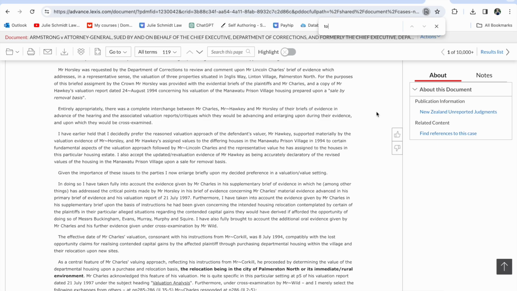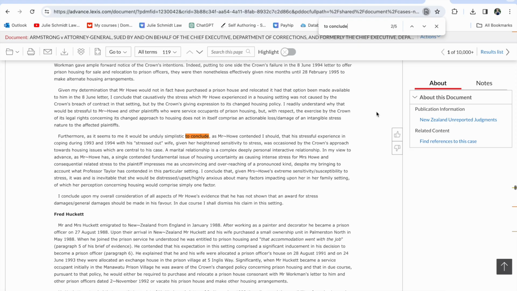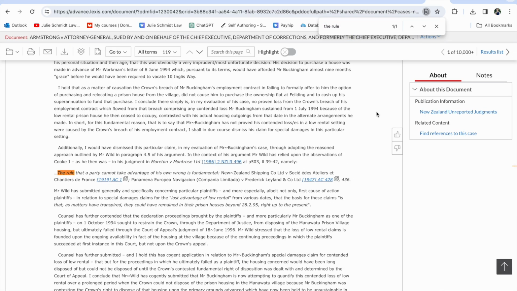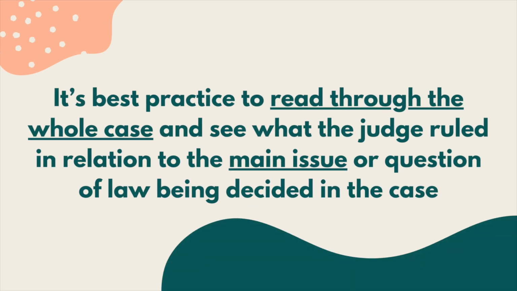To find the rule of a case practically, keep an eye out for a judge using words like to conclude or the rule is or my decision is or something like that. A hack I sometimes use is I press Control F and I try to find a word like decision, overall, main, rule, ratio, conclusion, or to conclude. But generally, it's best practice to read through the whole case and see what the judge or judges ruled in relation to the main issue or question of law being decided in that case.